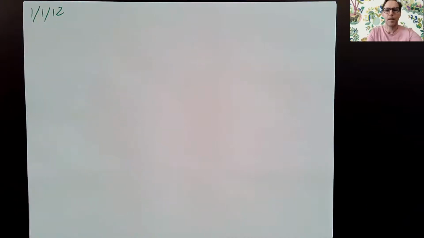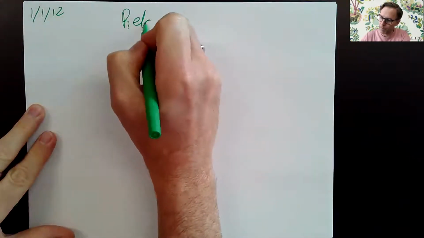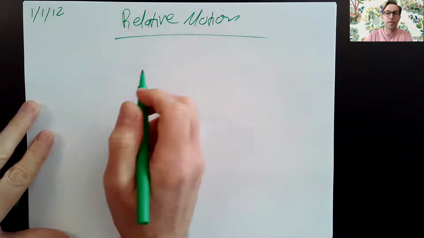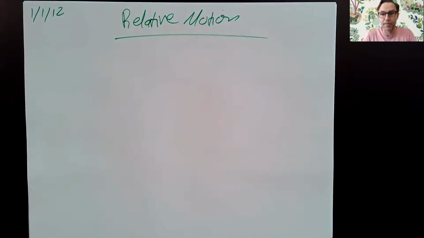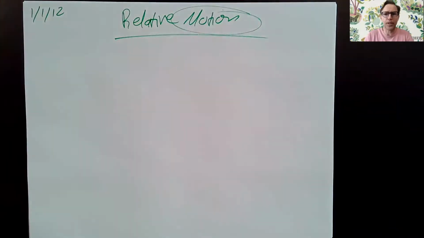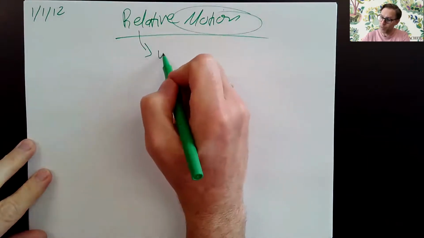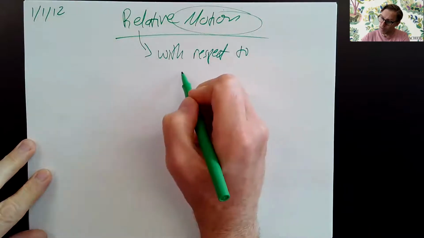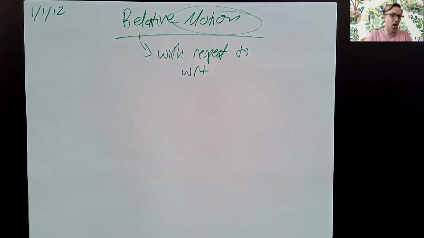Today, we're going to talk about a topic called relative motion, in AP Physics 1, Unit 1, Lesson 12. Relative motion is basically just motion, because all motion is described relative to, or with respect to, something else. Relative means with respect to. Sometimes that's abbreviated WRT.